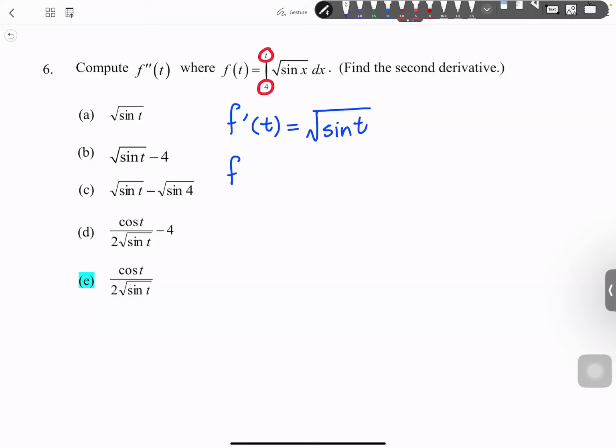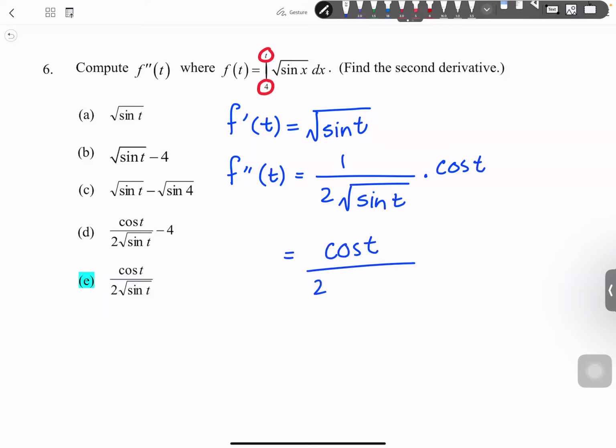So the second derivative, we're going to need to know some chain rule from Calc 1, right? So derivative of the outside, right? Derivative of a square root is 1 over 2 times the square root. So derivative of the outside is 1 over 2 times the square root, leave the inside alone, sine of t, times derivative of the inside. Derivative of sine of t is equal to cosine of t. So if you clean this up, this is just cosine of t divided by 2 times the square root of sine of t. Answer is E.